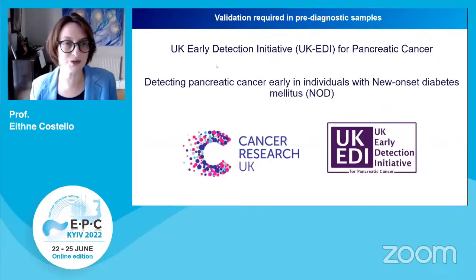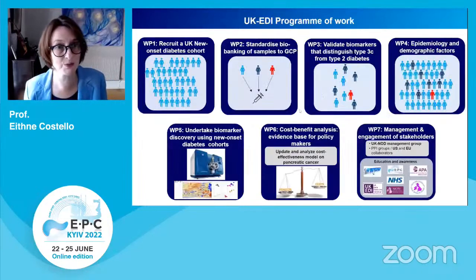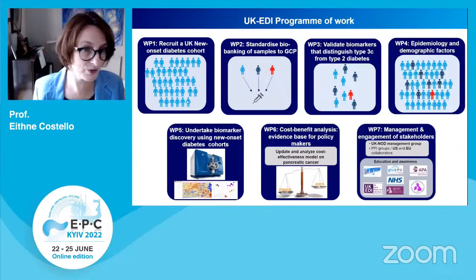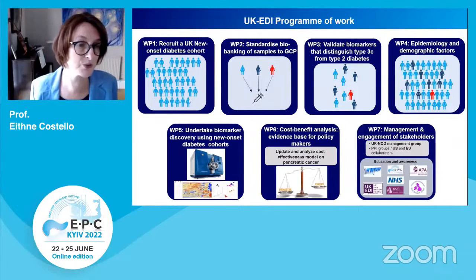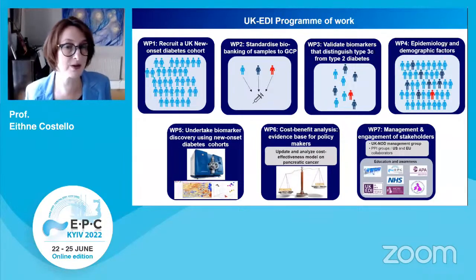So this leads me to UKEDI, the UK Early Detection Initiative for Pancreatic Cancer, which is a programme funded by Cancer Research UK, aimed at detecting pancreatic cancer early in individuals with new-onset diabetes. So this programme of work has a number of work packages. We are recruiting individuals who've been diagnosed with diabetes within the last 6 months. Our target is 2,500 individuals. We're following them for 3 years.